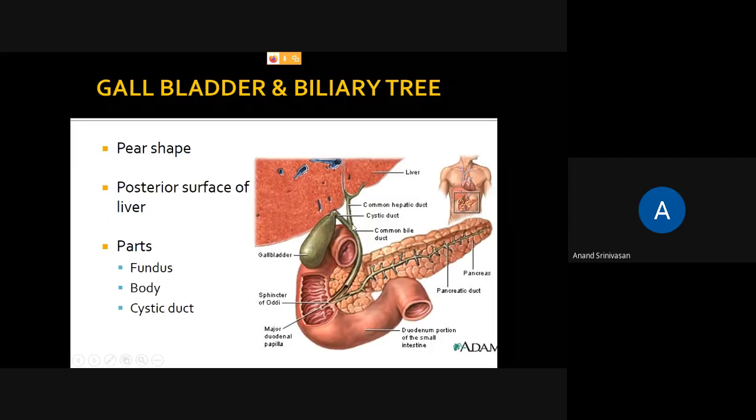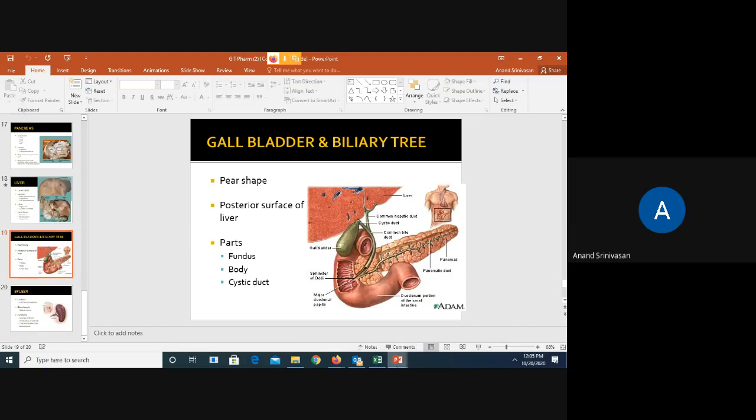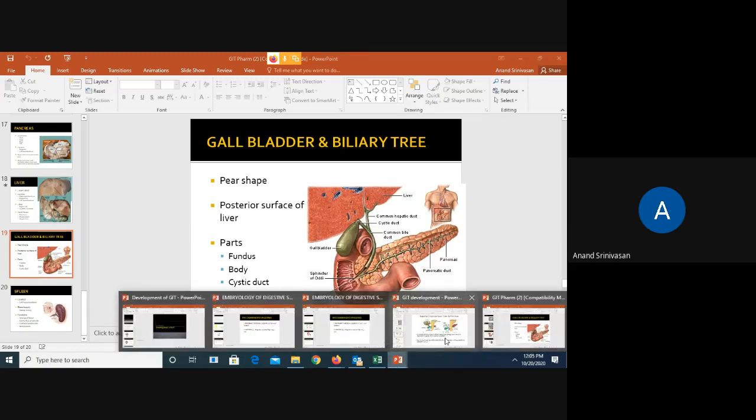So the right and left hepatic ducts join together to form the common hepatic duct. The common hepatic duct joins with the cystic duct, which comes from the gallbladder, and then they form the common bile duct. The common bile duct joins with the pancreatic duct and opens into the second part of the duodenum. All right, this will be taught to you in your liver lecture, the gross anatomy of the liver.